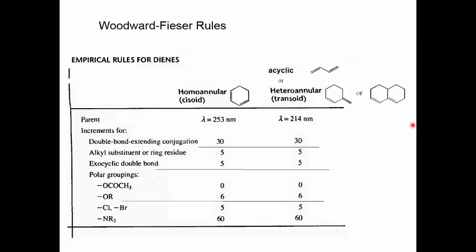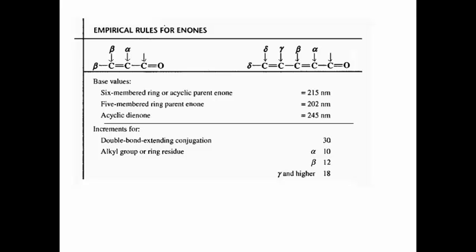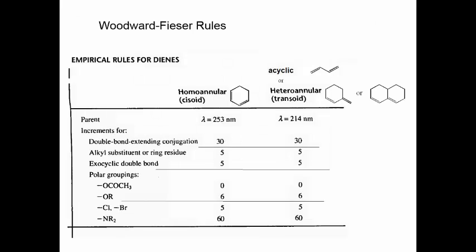There are 2 groups that we'll consider: conjugated dienes and a conjugated enone system. Let's begin with the conjugated dienes. 2 carbon-carbon double bonds that are conjugated. Now there are 2 possibilities. Either a so-called homoannular system, where the 2 conjugated double bonds are cis to each other and fixed into a ring.